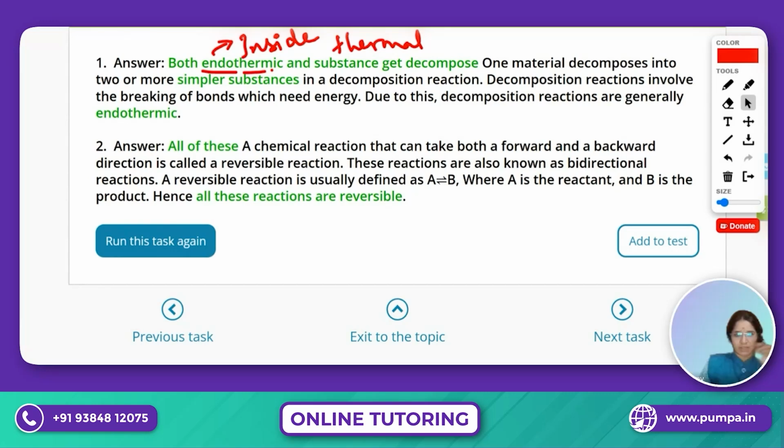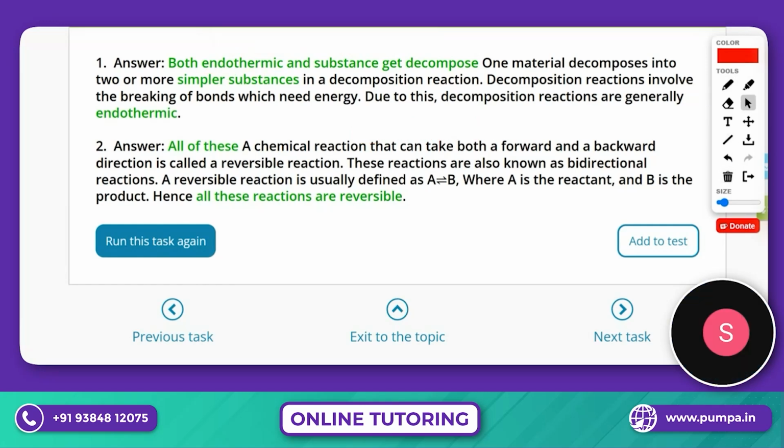So endothermic means inside, it is absorbing the thermal energy inside. That is why we call it endothermic. And exothermic is just the opposite. Exo means outside, and thermic means thermal energy. Got it, everyone? Yeah, ma'am.